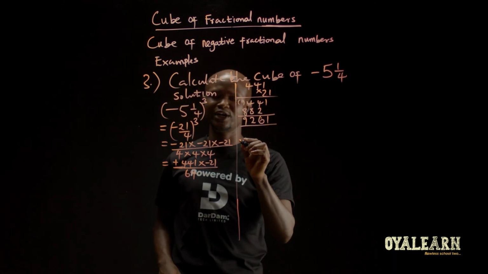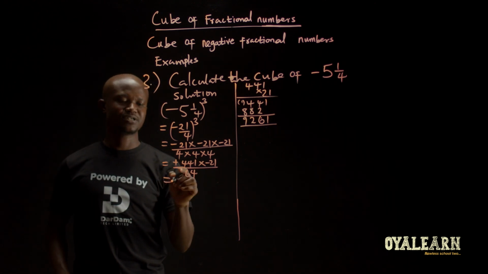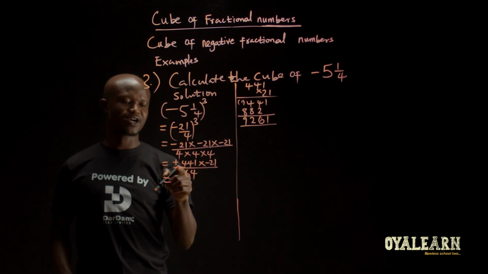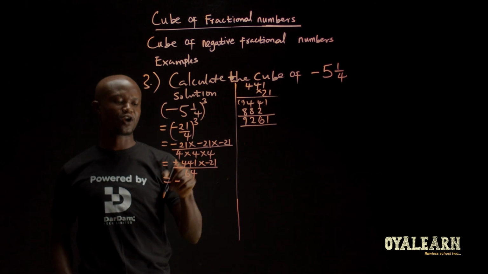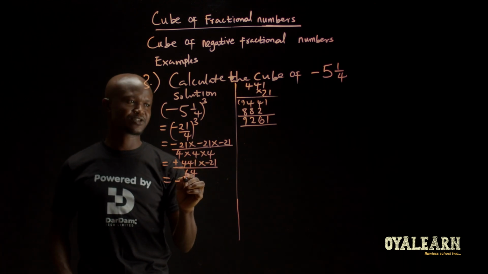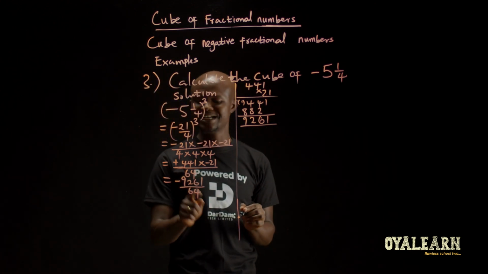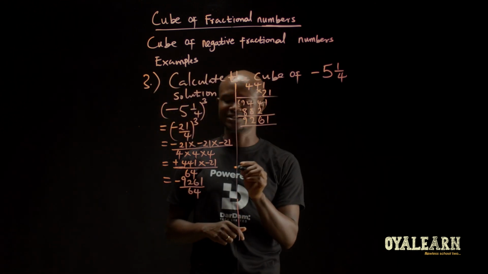So plus times minus, that is 441 times minus 21, will give us minus, because plus times minus is minus. Minus 9,261 divided by 64.